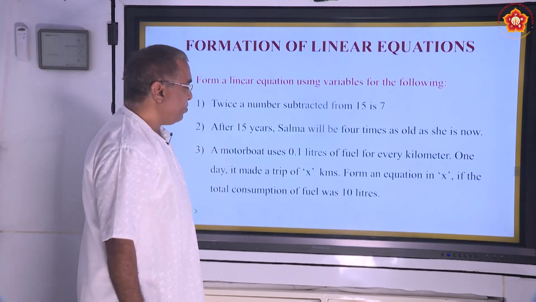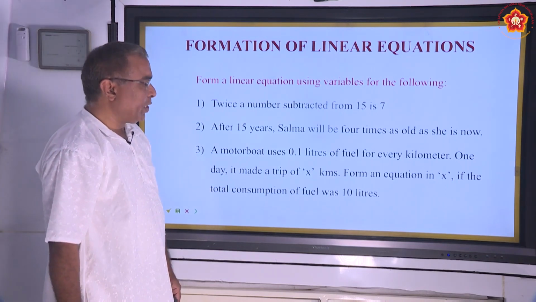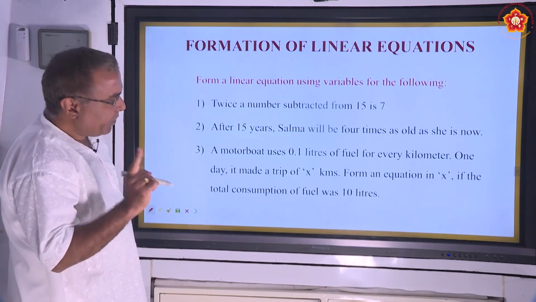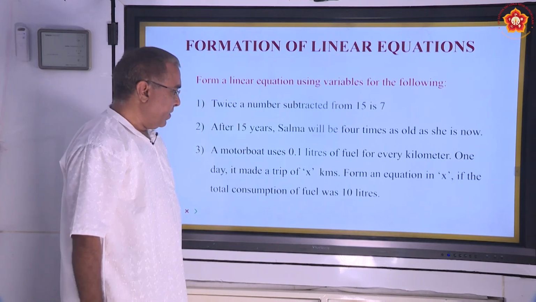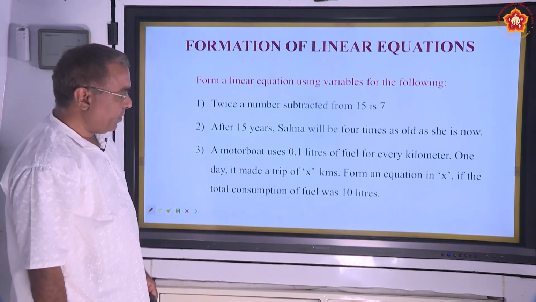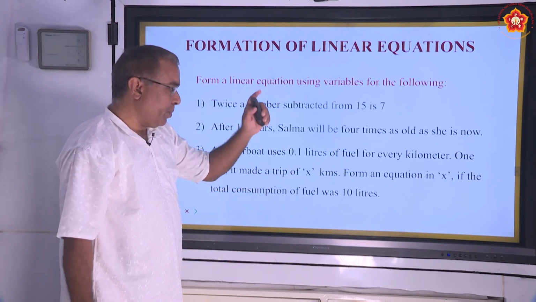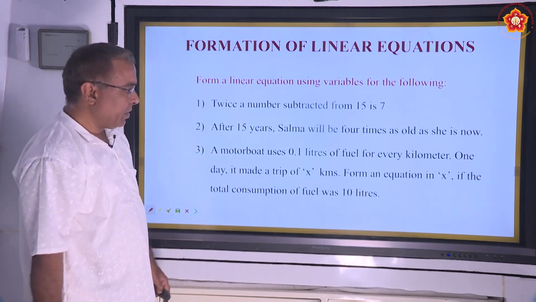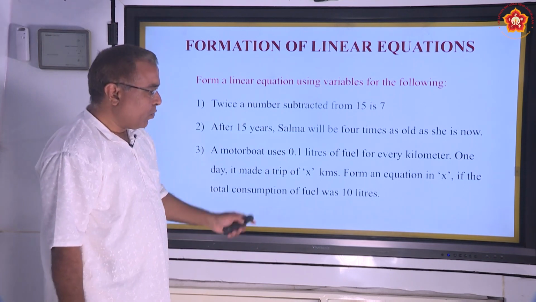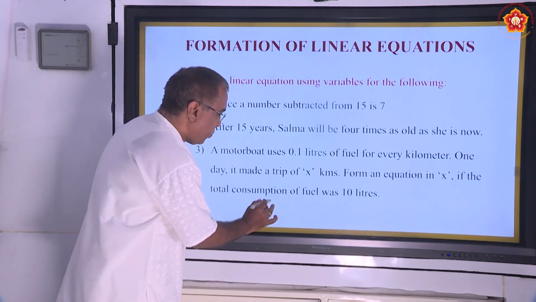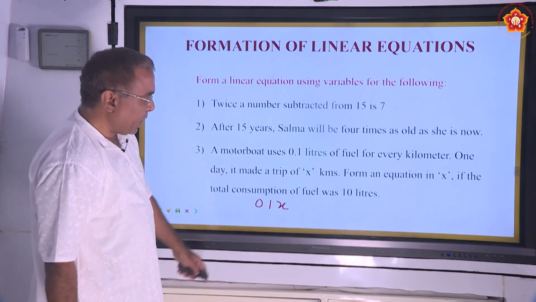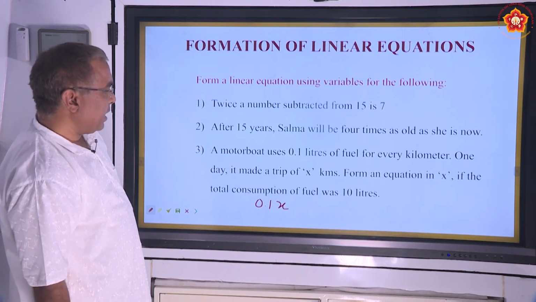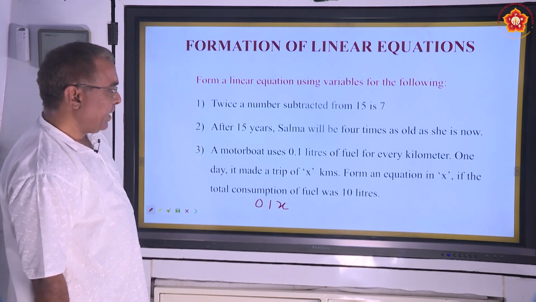Next, a motor boat, look at the next question. A motor boat uses 0.1 liters of fuel for every kilometer. For every kilometer means what? For every 1 kilometer, the vehicle can use 0.1 liters of fuel. One day it made a trip of x kilometers. Total kilometers that is made by the boat is x kilometers. For 1 kilometer, if it is 0.1, for x kilometers it is going to be 0.1 into x, correct. So, we write 0.1x, that will be the liters of petrol that is being used, right.